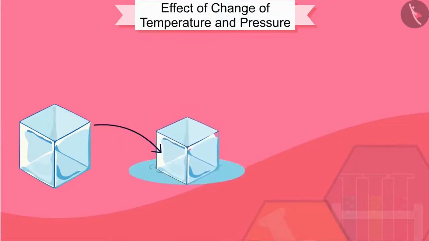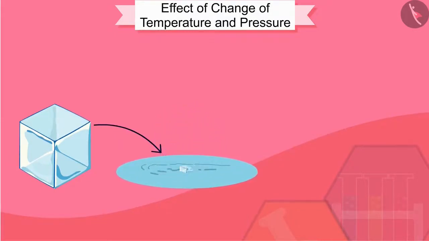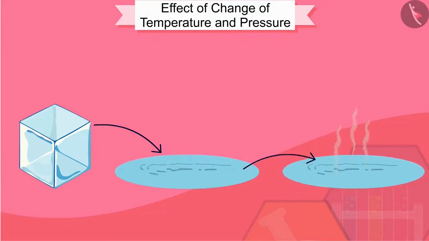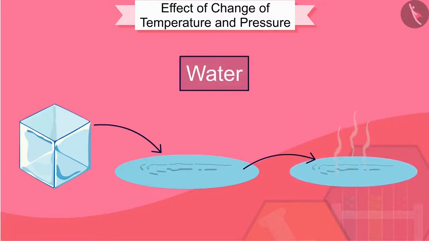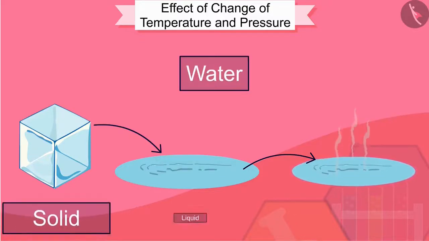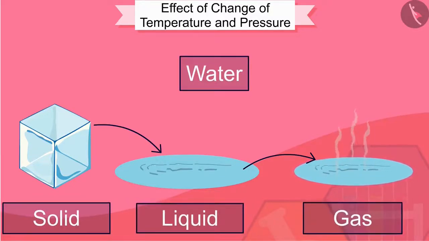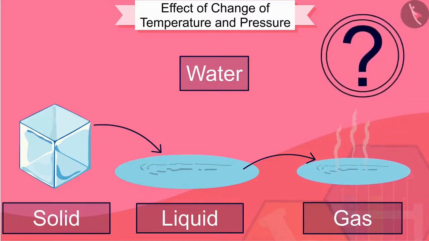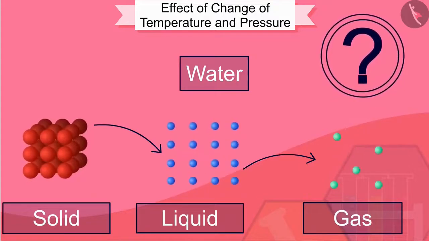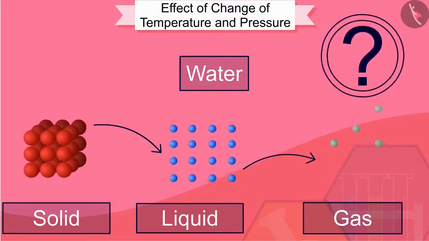Friends, you must have seen ice melting in water and would have seen water changing into water vapor on heating. From these observations, we can say that water can exist in three states of matter: solid, liquid, and gas. But have you ever thought about what happens inside matter when the state changes? What effect does the change of state have on the particles of matter? Let us try to find the answers to these questions in this video.